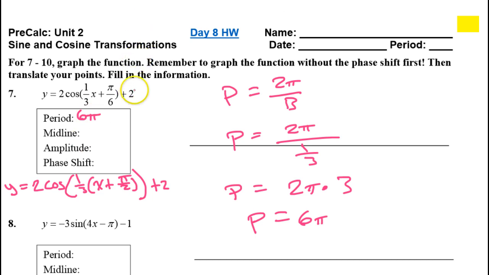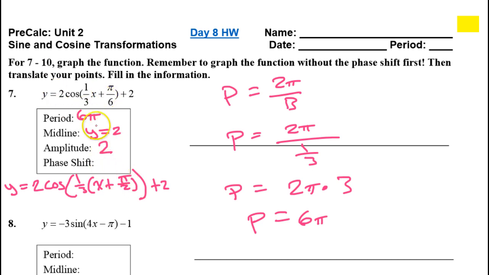The midline comes from this k value, this plus 2 being added on the end. That's a vertical shift, so the new midline will be y equals 2, which is coming straight from that. Now the amplitude is coming from the a value. So the amplitude will be 2. Please notice that the amplitude is always positive. Even if this were a -2, the amplitude would still be positive 2.